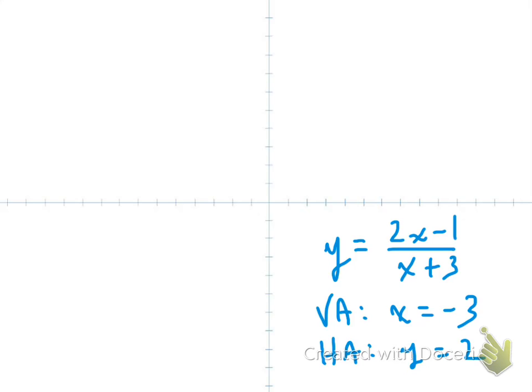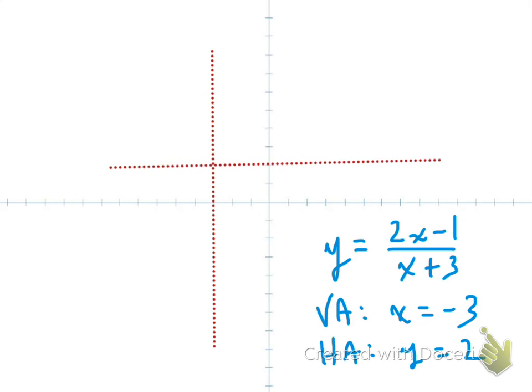Our vertical asymptote we'll put at negative 3. Let's see if I can do that here. That's not too bad. Let me move that over a little bit, over to right about there. Okay. Then the horizontal asymptote at y equals 2. That's right about there. That's pretty good.